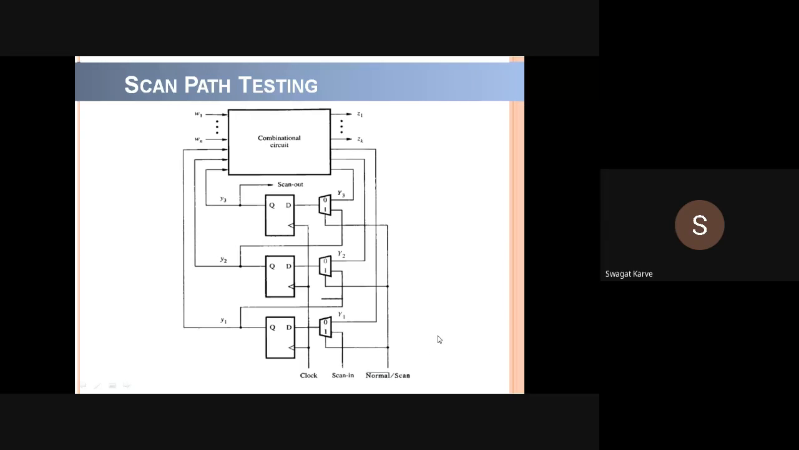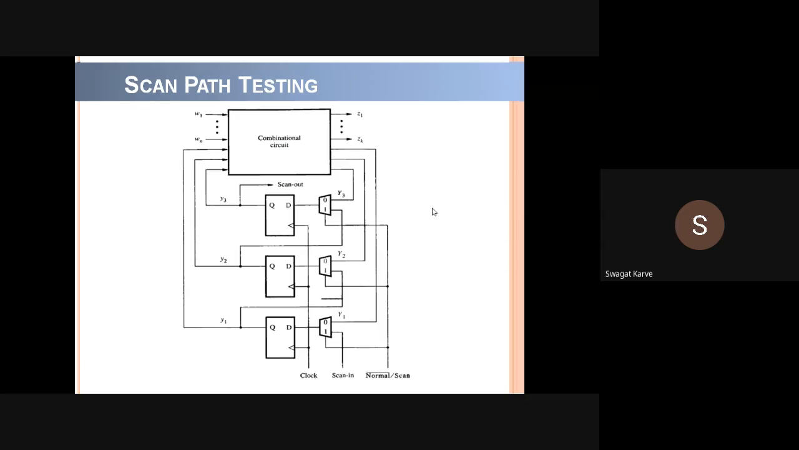And the third step, again enable the scan mode and scan out observing data. परत हा स्कॅन मोड जो आहे तो इनेबल करा आणि हा स्कॅन आउट जो आहे तो इनेबल करा अँड ऑब्झर्व द आउटपुट डेटा. So these three steps you need to follow. कुठली, again I will repeat.